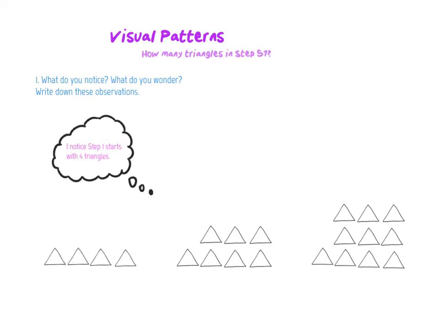So I notice that step 1 starts with 4 triangles. And I can label that here. Here's step 1, step 2, and step 3.